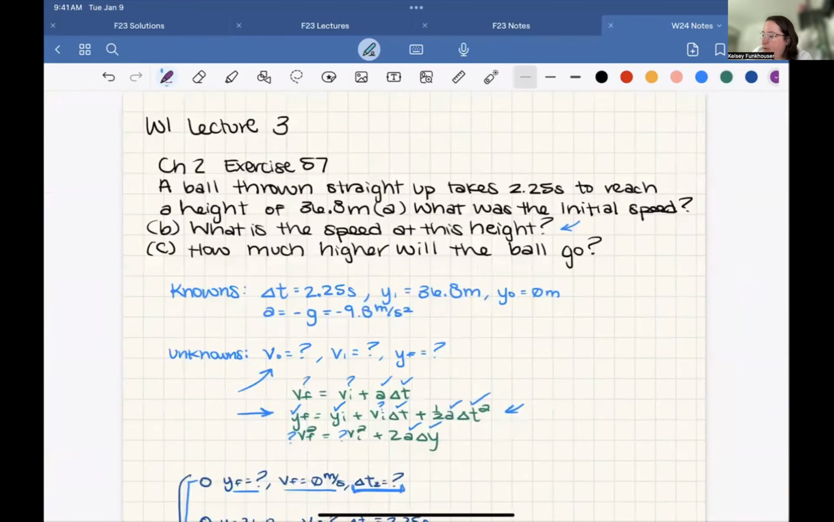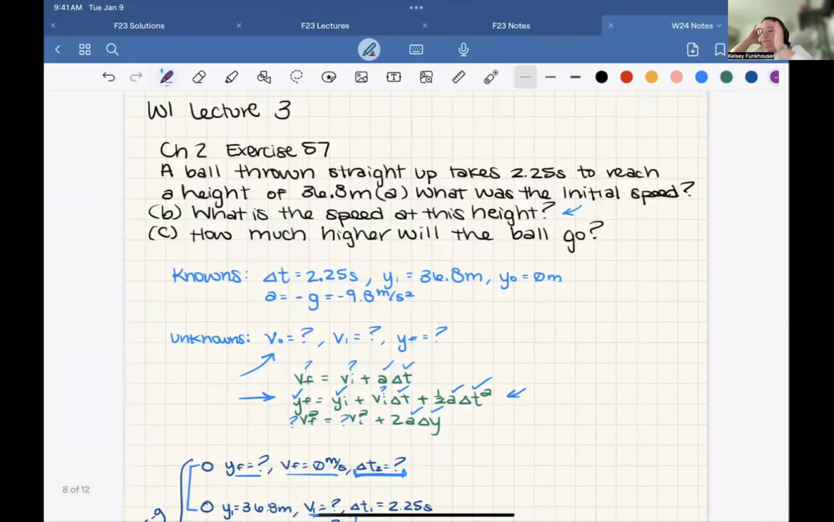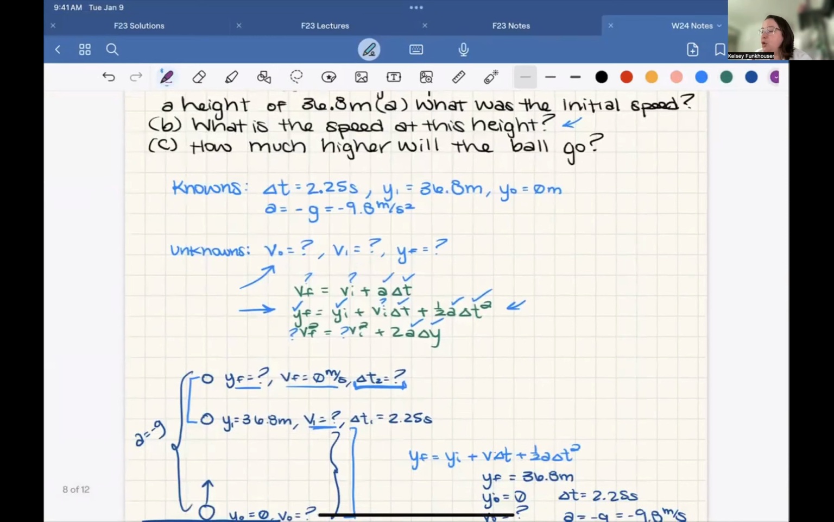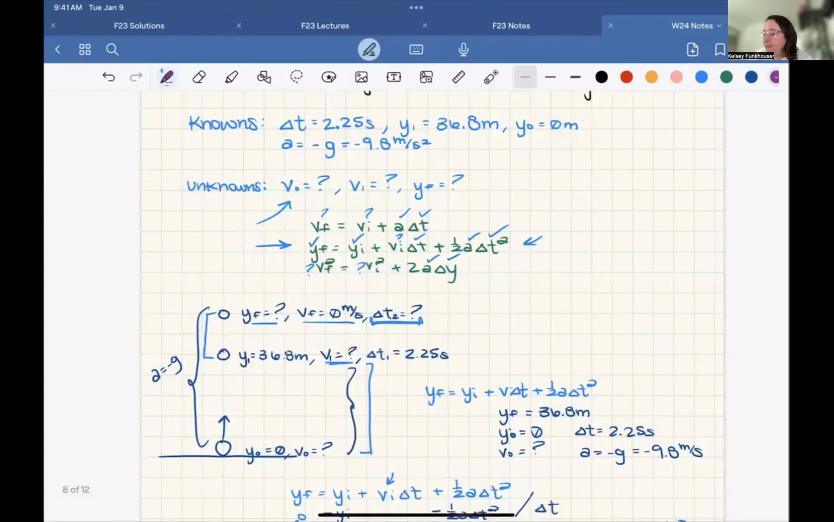Okay, really quickly, we will go over the problem. So we wrote down our knowns. We had the time interval. We had this initial height, or height 1. We were able to establish that it starts from the ground, so we can call that 0 for the initial position. And then this was free fall, so the acceleration is acceleration due to gravity pointing down. Our unknowns were the initial velocity, the velocity at 36.8 meters, and then wasn't actually the final position, but that final chunk of displacement.